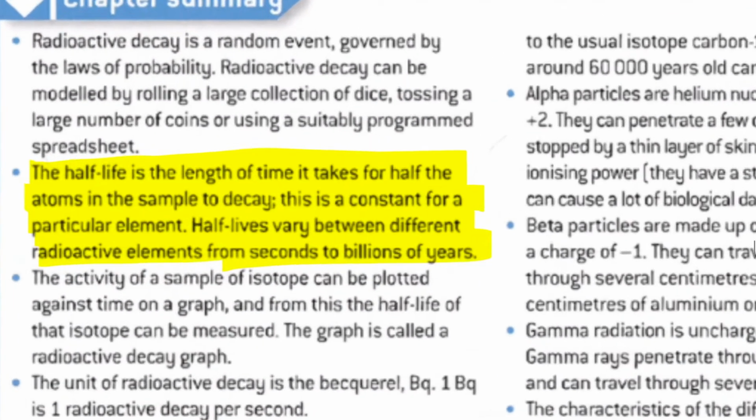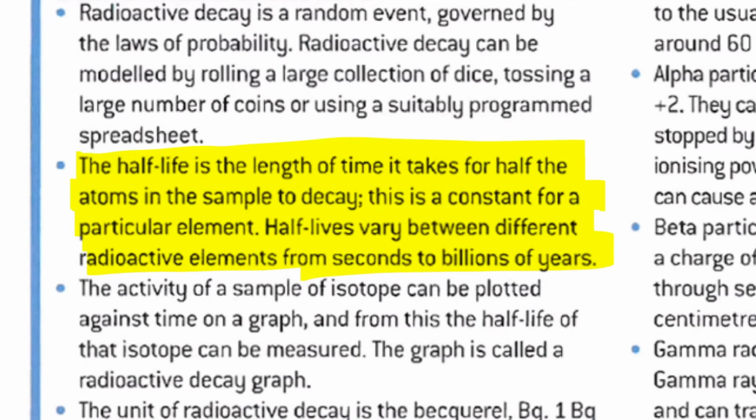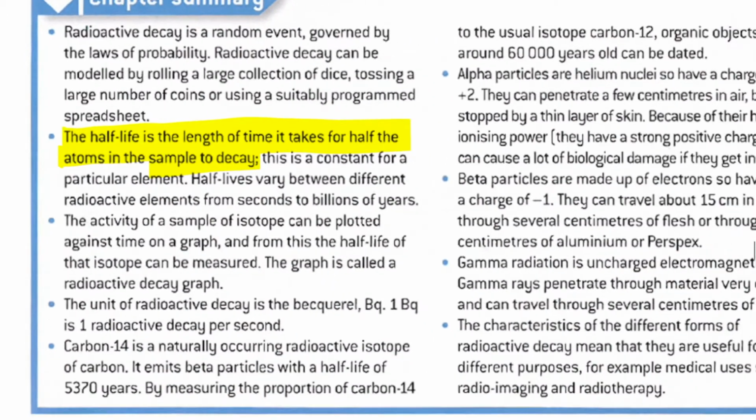There's its definition. The half-life is the length of time it takes for half the atoms in a sample to decay. It's a constant for a particular element. Half-lives vary between different elements from seconds to billions of years. So the actual definition is in that first sentence there, up to the semicolon. Half-life is the length of time it takes for half the atoms in the sample to decay. Just bear that in mind.